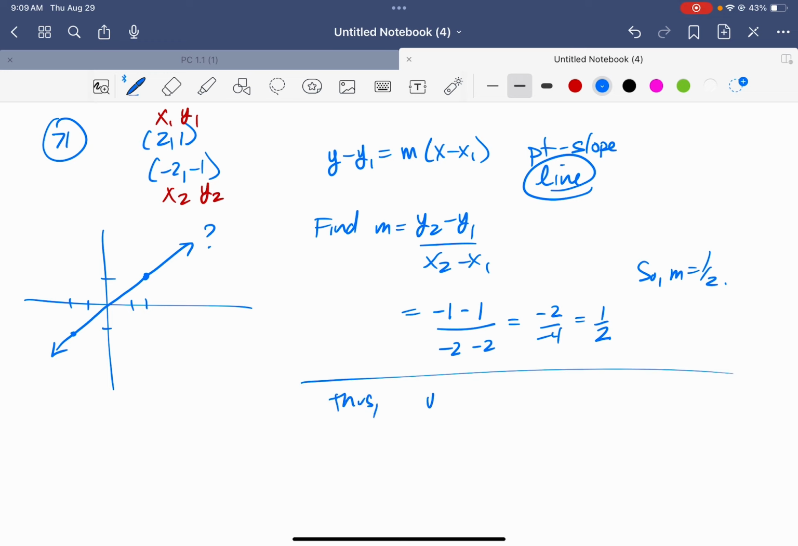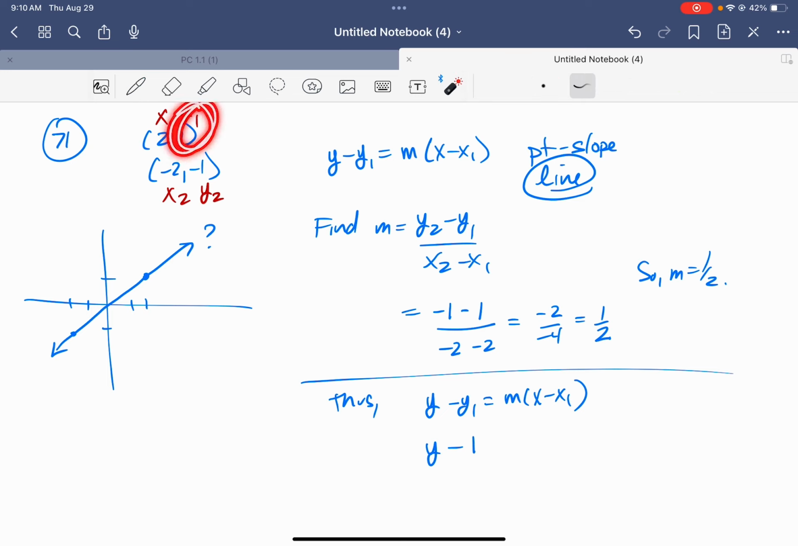Thus, now when I do y minus y1 is equal to m times (x minus x1), I can now plug in. So I get y minus y1 of 1. Remember that y1 is up here. So my y1 is here, and my x1 that I'm going to use is here. So y minus y1 is equal to m. And remember, we just found our m, times x minus an x1 of 2. So there is the equation of the line that goes through those points.